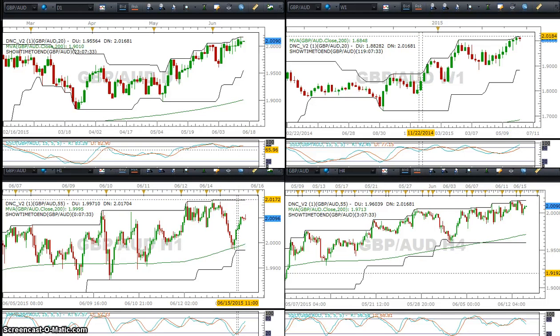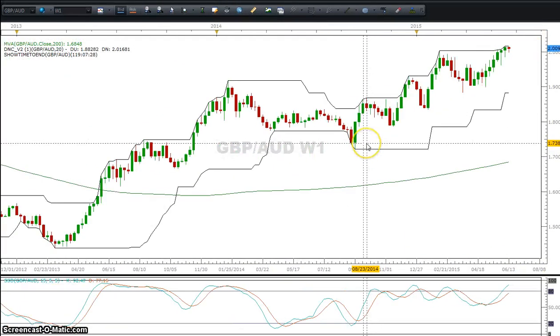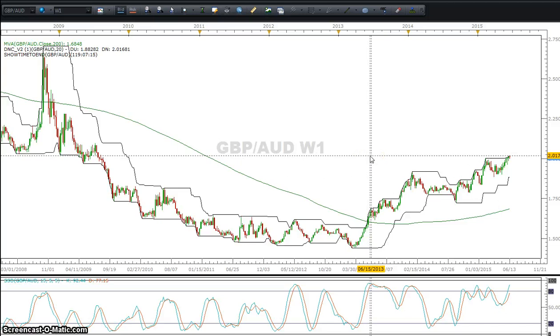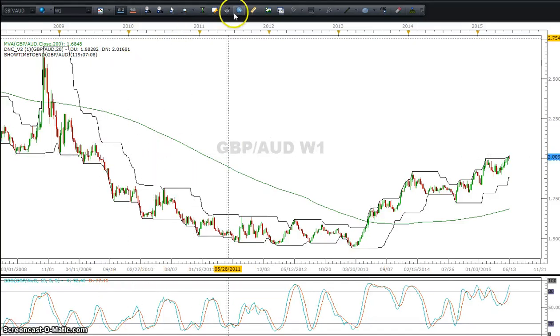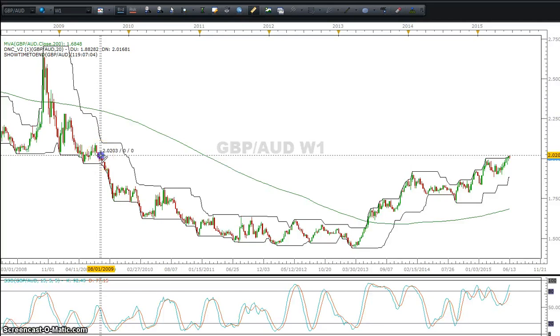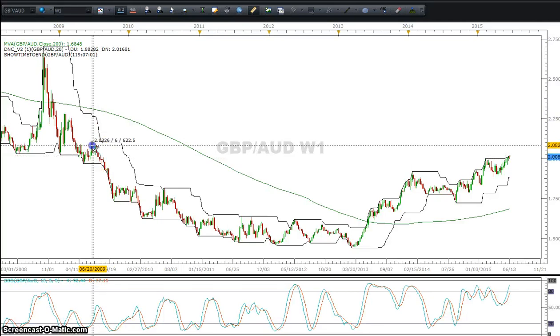Let's take a look here at the weekly chart just to see potentially how much room this pair might have to run. And what I do here is, here's roughly where we place that price alarm, 2.0177, roughly there. And then we follow our little dotted line across right about to this level, hit our little ruler icon here, and we can see that roughly this pair has 500-600 pips of room to move on the weekly chart.